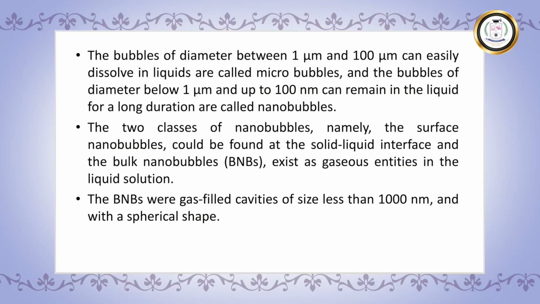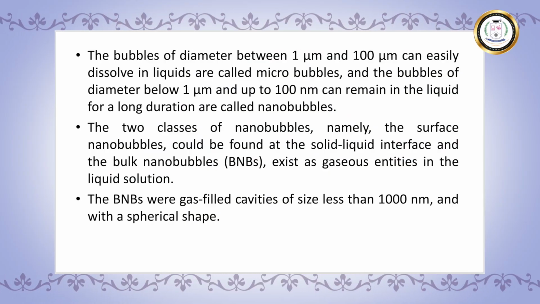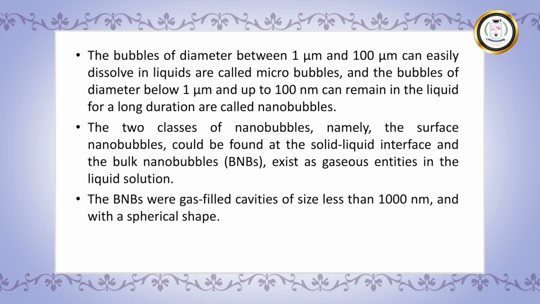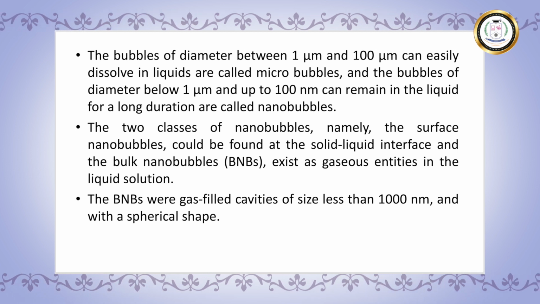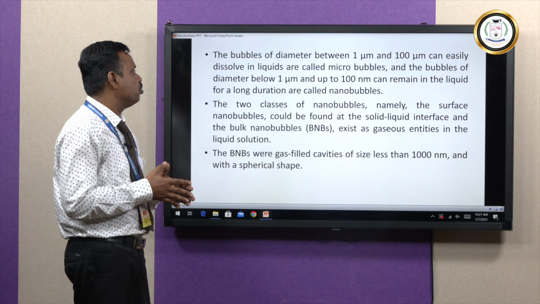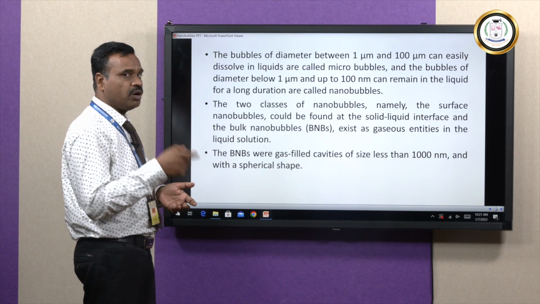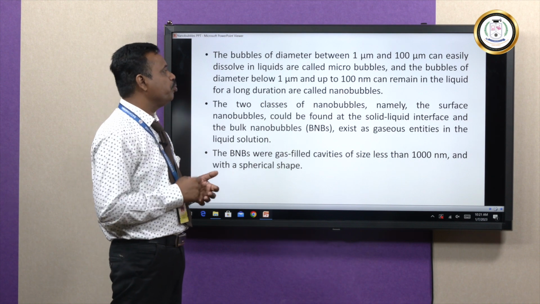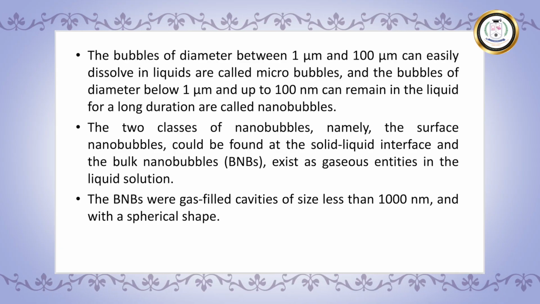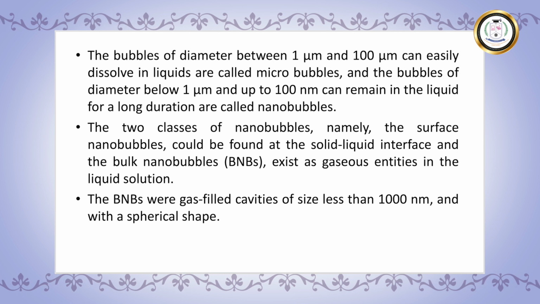But bubbles of size between 1 micrometer and 100 micrometers can easily dissolve in the liquid itself. They will not have vertical movement; instead they will have lateral movement, and are called microbubbles. And particularly if we come to nano, that is 1 micrometer and down to 100 nanometers, they can remain in the liquid for a long duration, even for months.